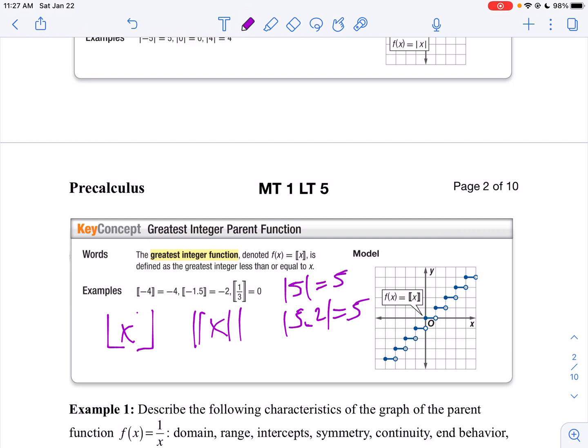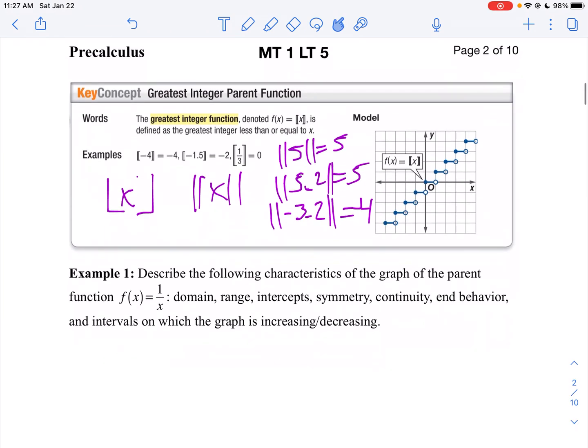And don't forget with the negatives, you've got to think about what's less than or equal to. So if I do the greatest integer function of, let's say, negative 3.2, what number is to the left of negative 3.2 on the number line? That would be negative 4, because negative 3 would be to the right of it. Now let's take a look here, and we're just going to describe. We're not really doing any problem solving. We're just describing what we see.